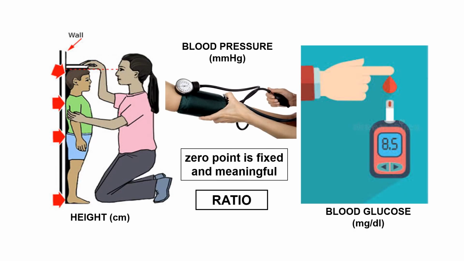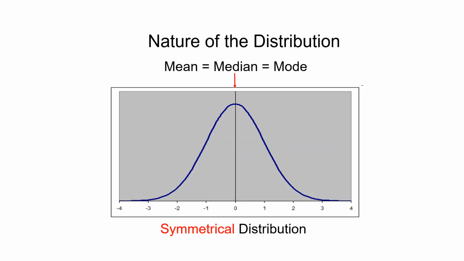The 0 point is fixed in ratio-scaled variables such that meaningful interpretations can be made between numbers. They are best described and summarized using the mean, median, and mode. With regards to the nature of the distribution, if it is symmetrical or normal or the curve is bell-shaped, the following summary measures, mean, median, and mode, can be used interchangeably because they are all found in the center of the distribution.